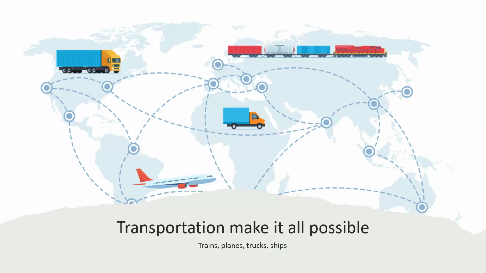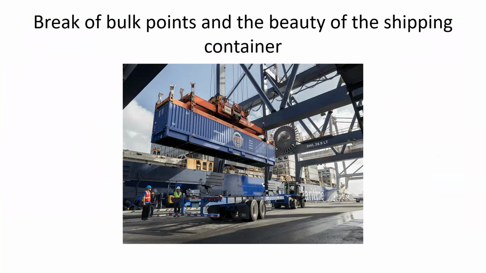In order for us to have this globalized world, we need to make sure that we have transportation to ship things all around. Planes, trains, trucks, and ships revolutionized our ability to actually transport goods around the world. But the one that is going to be the most important and most changing for our ability to globalize is going to be containerization. Break of bulk points were one of the most costly parts of transportation. A break of bulk point is when you switch from one type of transportation, have to break up the cargo, and put it on a new type of transportation.